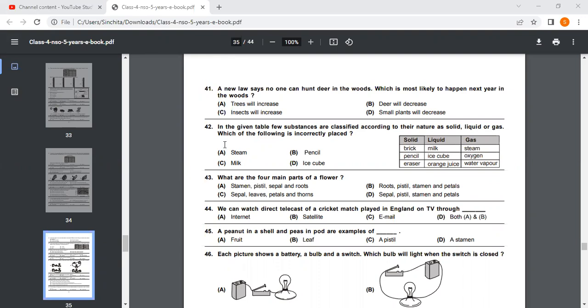Ma'am, liquid. Pencil is a liquid. Pencil is like the water, but it doesn't have shape. Ma'am, pencil is hot. Pencil is very hard. Pencil has a shape. So it is an example of which state? Solid, liquid or gas? Tell me, beta.